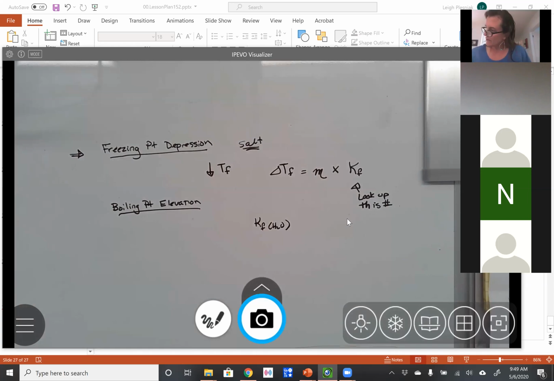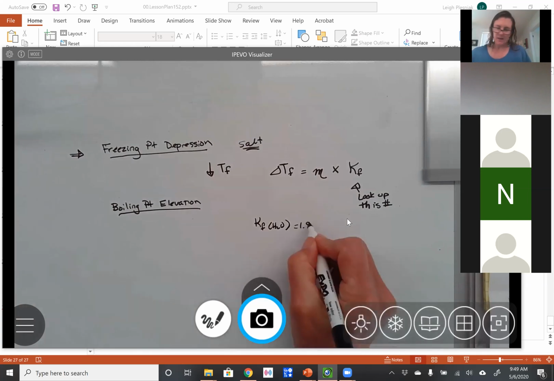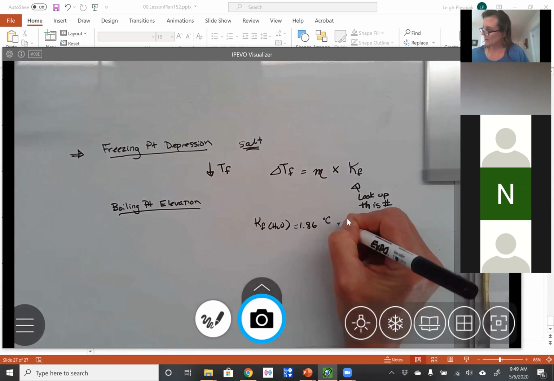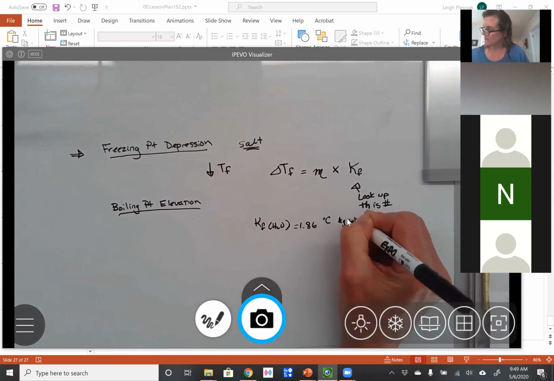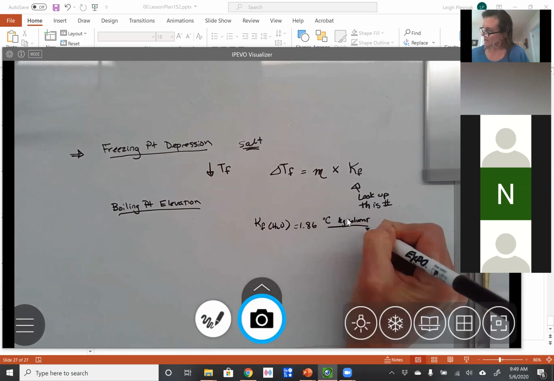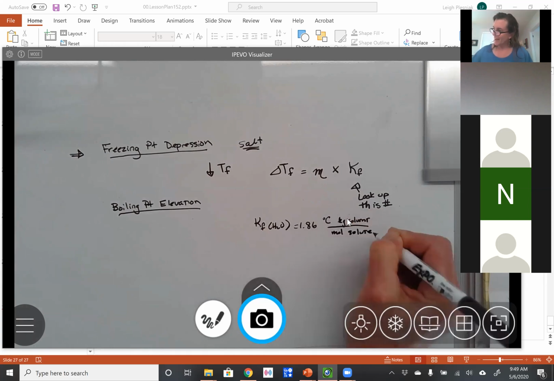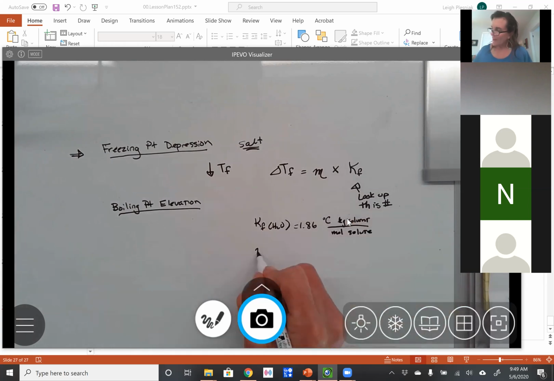That constant is 1.86, and the units for it are degrees Celsius, because it's the change in temperature, times kilograms of solvent divided by moles of solute. Yeah, that's pretty cool. What happens is that when ice is packed, there's this perfect crystal structure, and throwing some sodium chloride in there gets in the way of the perfect crystal structure. So more heat has to be released for it to freeze.